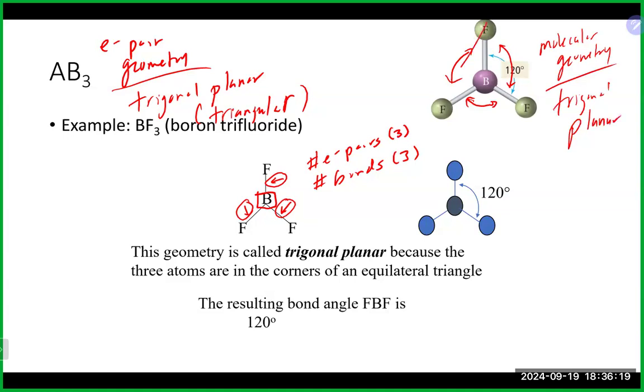And that is because it pretty much makes a triangle. A nice little triangle is made basically in this geometry here. Bond angle here is 120 degrees. And again, the bond angle does go with really the electron pair geometry in the trigonal planar here.